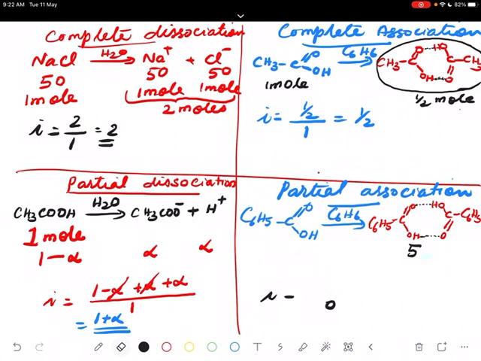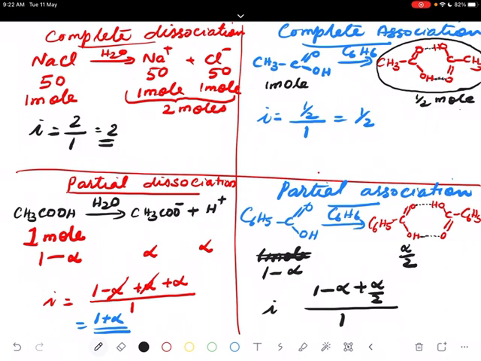Now we are moving in terms of moles. I have taken 1 mole, which means 6.022 times 10 to the power 23, and alpha got associated from it. So only half will be the new ones, that is alpha by 2. What is remaining here? 1 minus alpha. So the total is now 1 minus alpha plus alpha by 2. So i is equal to this divided by 1 mole in the beginning, so i is equal to 1 minus alpha by 2. So this is for partial association.